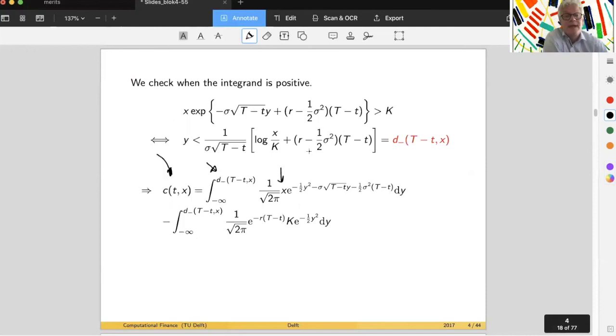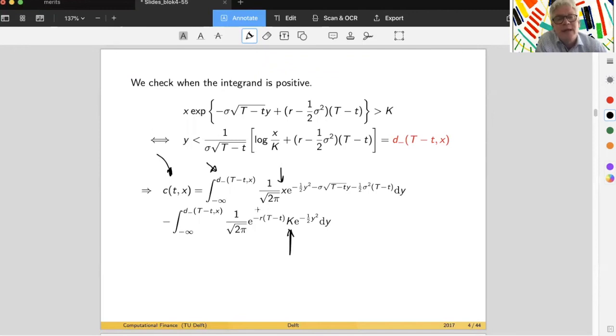So we go on back. So we have this minus the integral from minus infinity to d minus with arguments capital T minus t and x of the term with k, 1 divided by the square root of 2 pi e to the power minus r (capital T minus little t) times k times this standard normal density function e to the power minus 1/2 y squared dy. Okay, let's see what we can do with this expression.